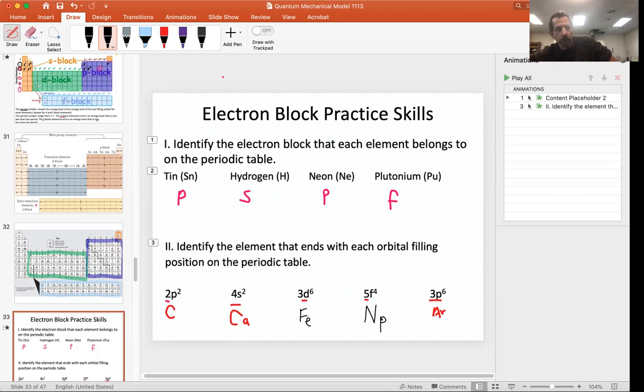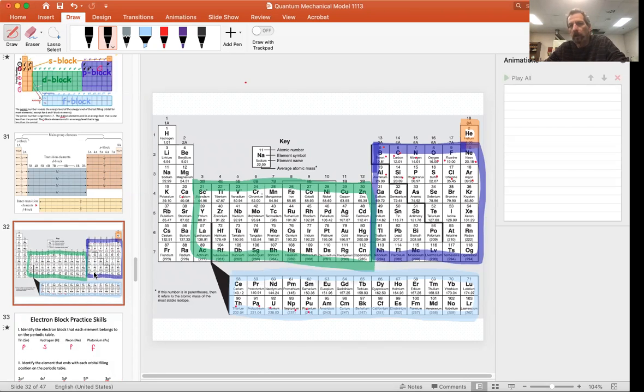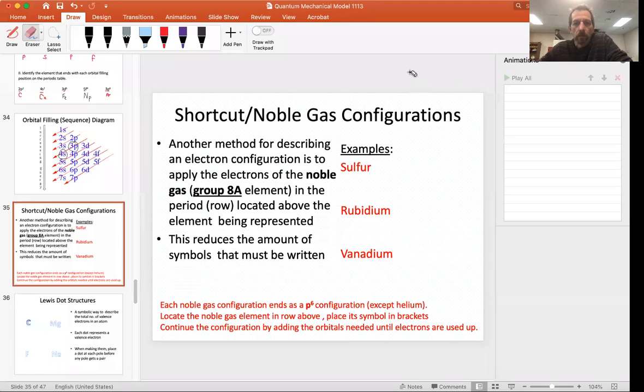There's something called a shortcut electron configuration. And in order to understand the shortcuts, you have to know where a configuration would end, or be able to predict that. That's a skill that I'll talk about in just a moment. So what we're going to look at is this method. It's called a shortcut configuration.